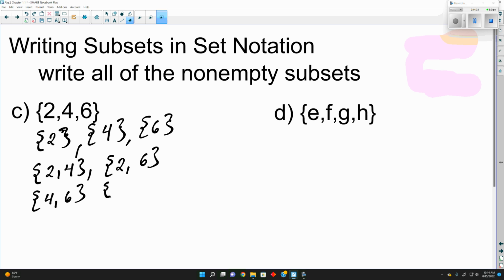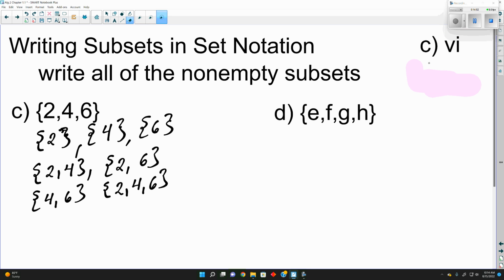So 6, 4, and 6, 2. We do. So if order mattered, yes, we would include those. But since order doesn't matter, they are the same. But the last one, 2, 4, 6. We can have the whole thing. So we would need to have 6 total.